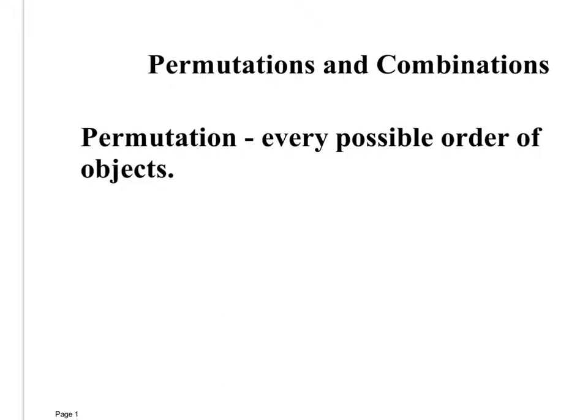Alright, well, today we're talking about permutations and combinations. Permutation, right? It is every possible order of objects. We're going to find out how many times something could happen, and the order of the objects is important. So we're figuring out every possible order of the objects, how many times this could occur.